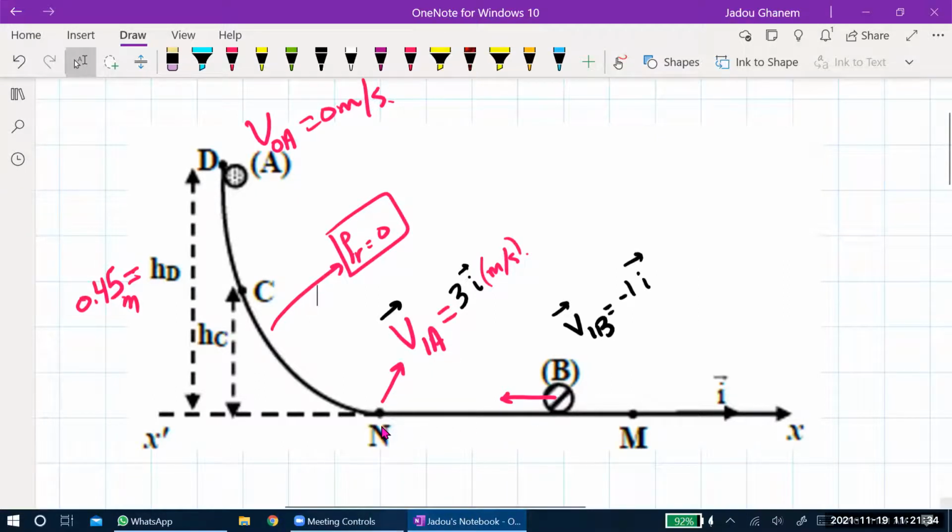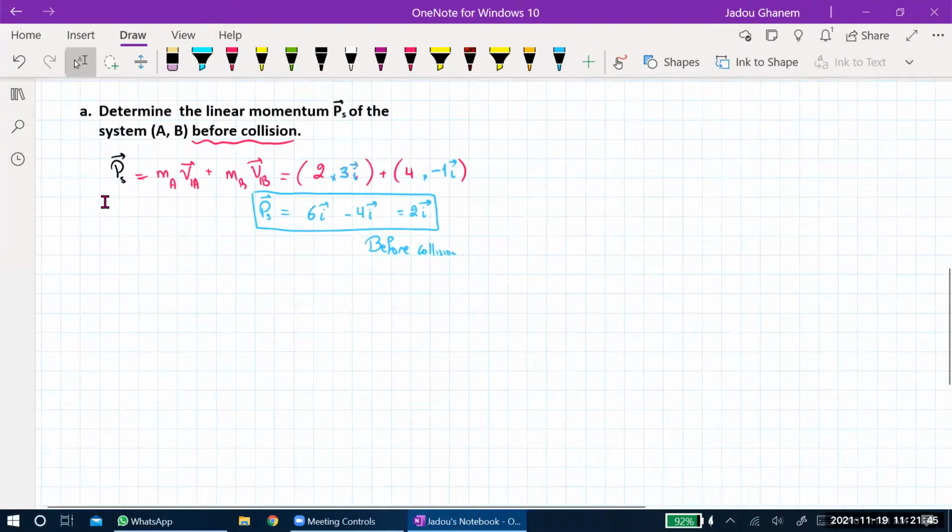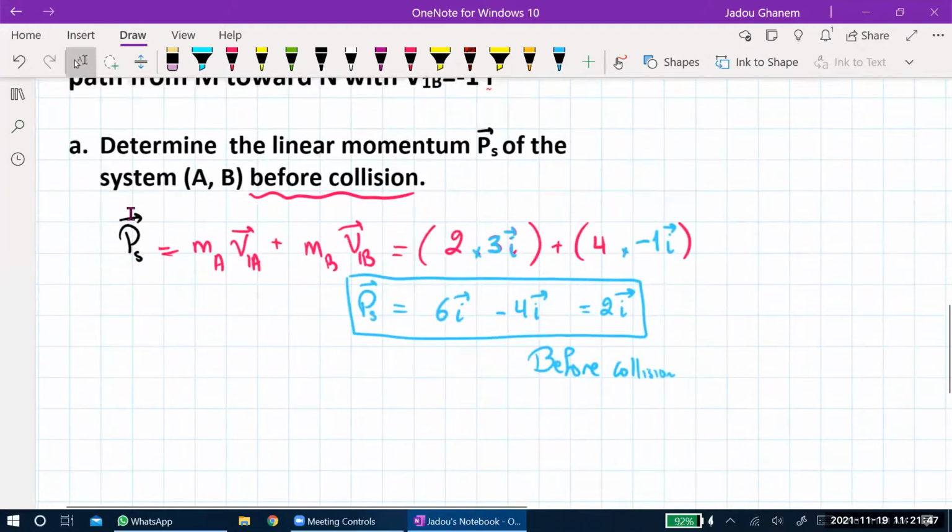Along the path from N to point M, collision happened between particles A and B. We calculated right now the linear momentum for the system of the particles A and B before collision. We just added M times V for A plus M times V for B. And now we'll check the next question. If you have any hidden parts, something not clear, please inform me. Let me just write part B.